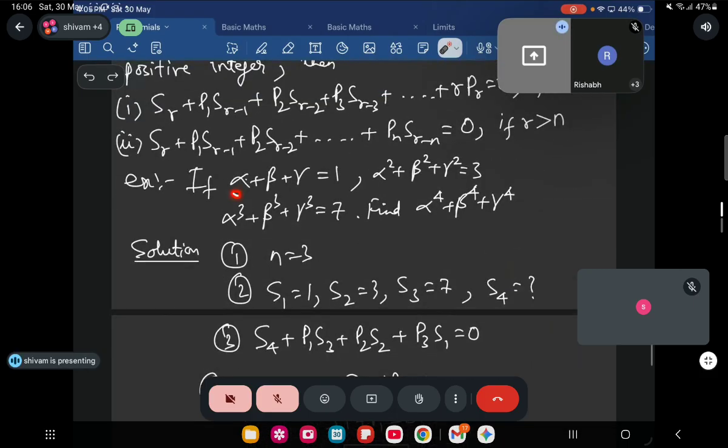I've given one example. Alpha plus beta plus gamma is equal to 1. Alpha square plus beta square plus gamma square is equal to 3. Alpha cube plus beta cube plus gamma cube is equal to 7. And we need to find out S4. So over here n is equal to 3. Degree of the polynomial is 3. Yes or no? Tell me. Yes, sir.